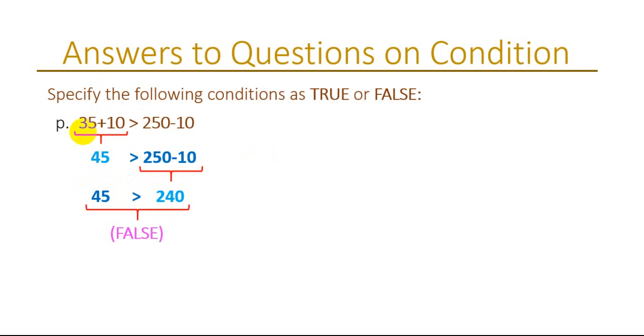Whereas when you compared it as alphanumeric, it was true because it compared only the 3 and 2, not the rest of it. But when you compare it as numeric, the expressions are evaluated and the final results are compared, and therefore 45 greater than 240 is false. 45 is a smaller number, so you can't say 45 is greater. So this is false. That is P.